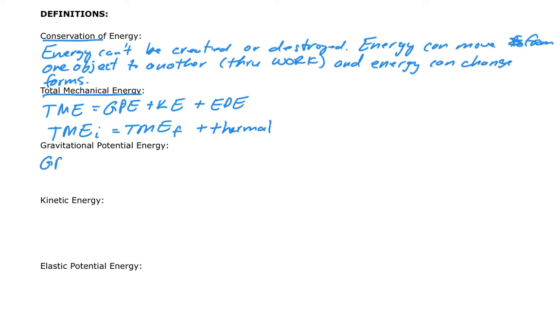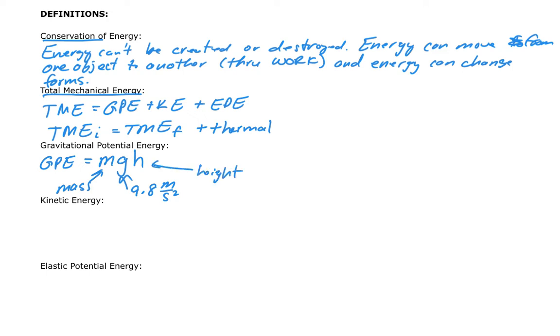We usually shorten that to GPE. And we can calculate that because it's solely based on an object's mass, the acceleration due to gravity, and an object's height. So let's talk about these in more detail. So m is just standing for mass here. g is 9.8 meters per second squared, and h stands for height.